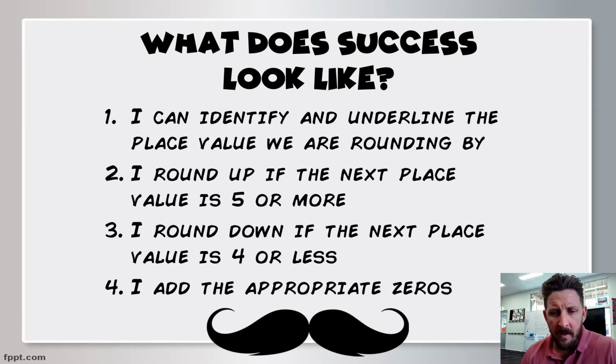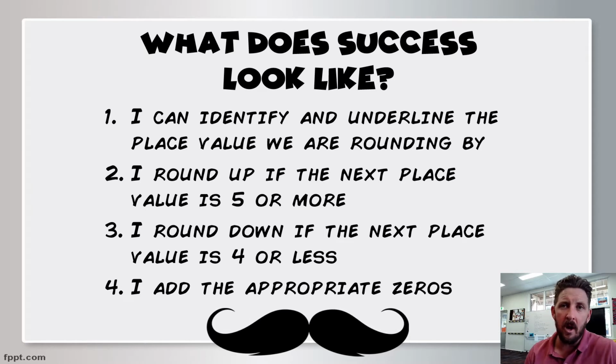And we know there are probably four main steps that we need to do when we're going to be rounding numbers. Now, the first thing we need to be able to do is identify and underline the place value that we're rounding by. So, for example, if we're rounding to the nearest 1,000, we would need to be able to identify where the thousands house is and put an underline underneath it.